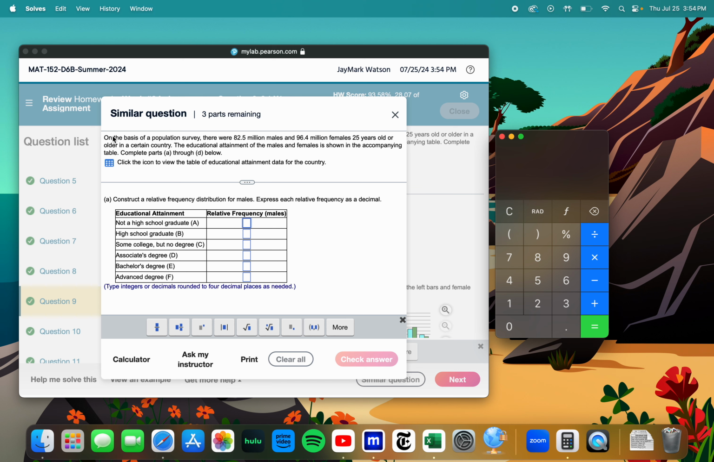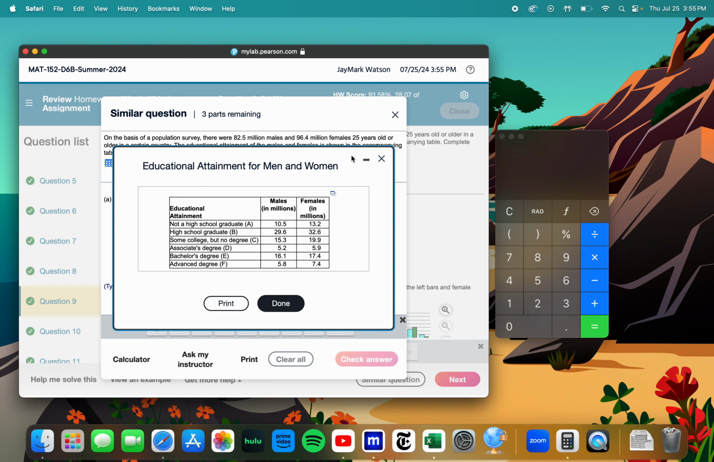Okay, so we're here with another extra credit question. On the basis of a population survey, there are 82.5 million males and 96.4 million females 25 years old or older in a certain country. The educational attainment of the males and females is shown in the accompanying table. Complete parts A through D below.